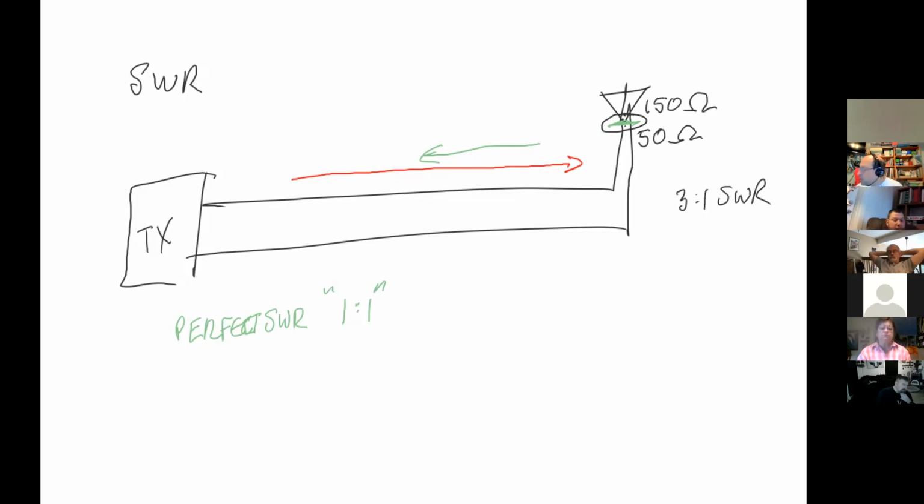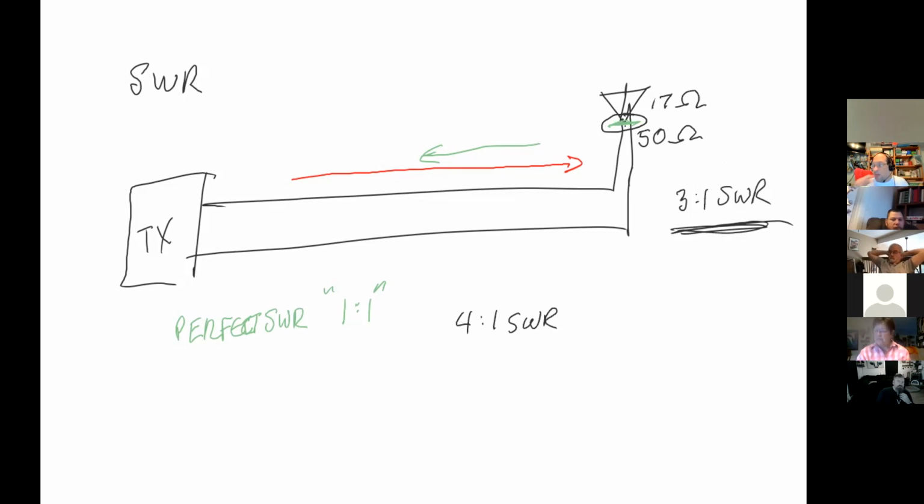Now, interestingly, you could also replace this. Instead of 150 ohms, you could replace this with 17 ohms, and you'd still have a 3-to-1 SWR. In other words, the ratio of your impedances is 3-to-1. And that gives you the same mismatch, whether it's 1-to-3 or 3-to-1. It's still a 3-to-1 mismatch. So a mismatch of 4-to-1 SWR, that is a mismatch.